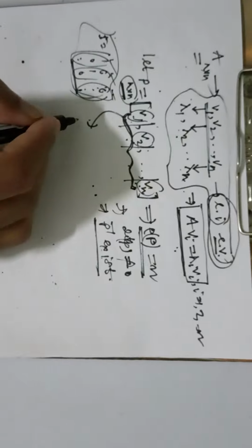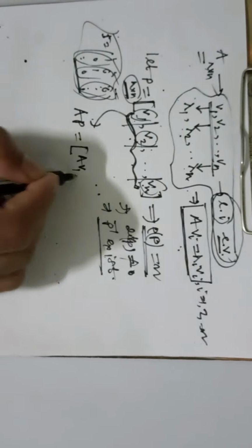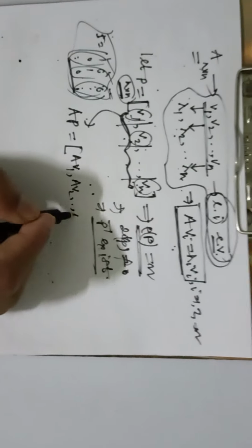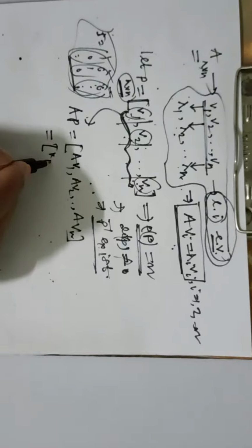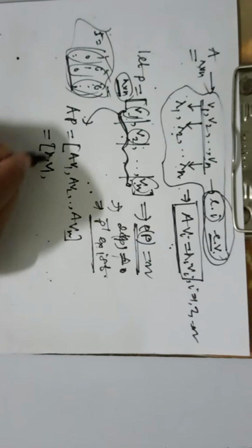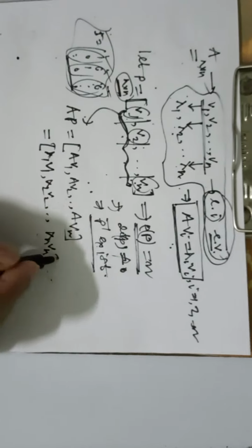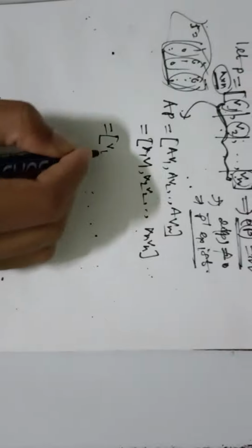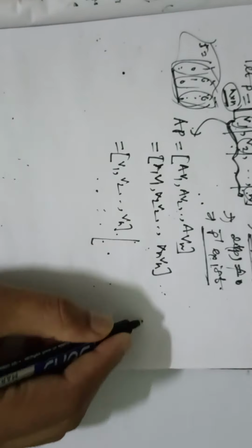Now if P inverse exists, then if P is this, what is AP? AP is A v1, A v2, A vn, right? Now A v1 equals lambda 1 v1, A v2 equals lambda 2 v2, and A vn will be lambda n vn. I think no doubt. Then you can write it like this: v1, v2, vn, and you can write like this.